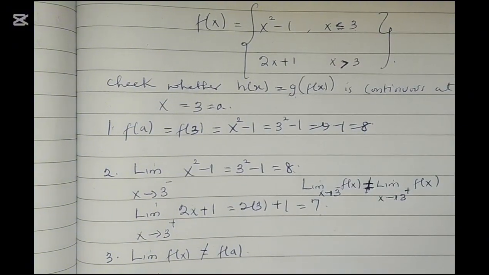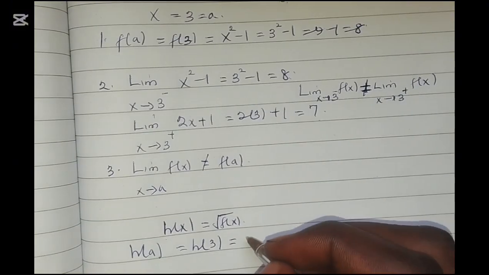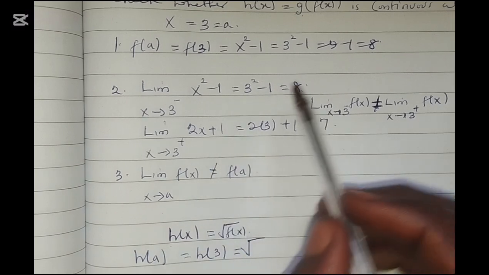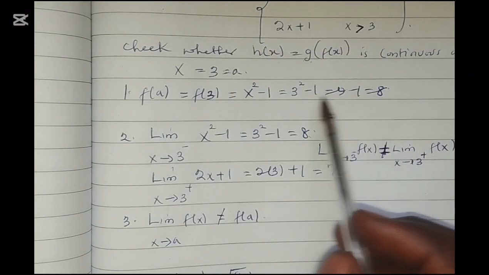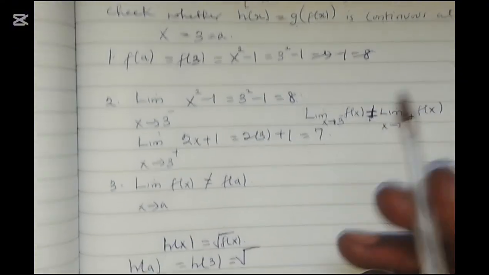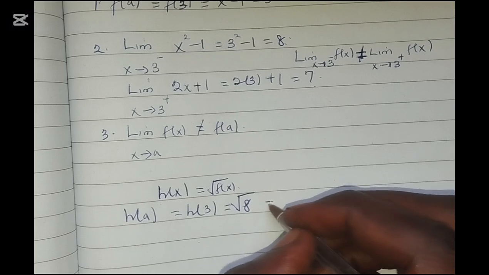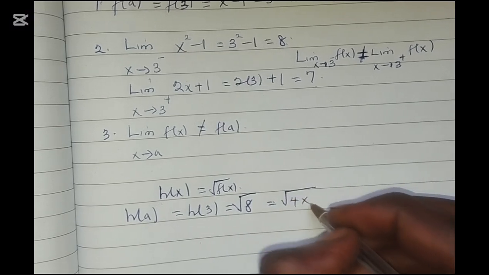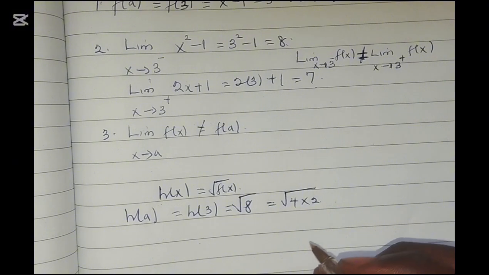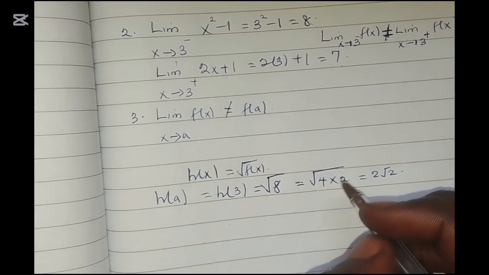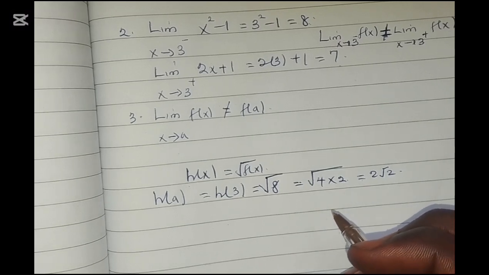Where x is equal to 3, we are using x squared minus 1, but according to this, you will be having the root of f of x now. Let us see f of x. Where x is equal to 3, here we have 8. So the root of 8. Now the root of 8 implies we have root of 4 times 2, and this is a surd, and that simply stands for 2 root of 2. Now we have checked if h of a is defined, and it is defined.